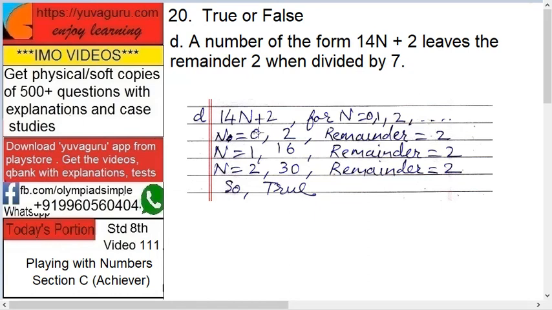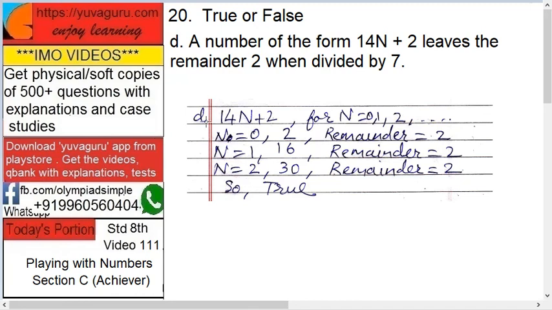Okay. Next, a number of the form 14n plus 2 leaves the remainder 2 when divided by 7. Is it true or false? That's what we are required to search. 14n plus 2. So n can be anything. It's not given whether it's a natural number, whole number, rational number, whatever, it can be an integer. Let's see. So 14n plus 2. So we'll try with n equals 0, 1, 2, 3, 4, and so on.